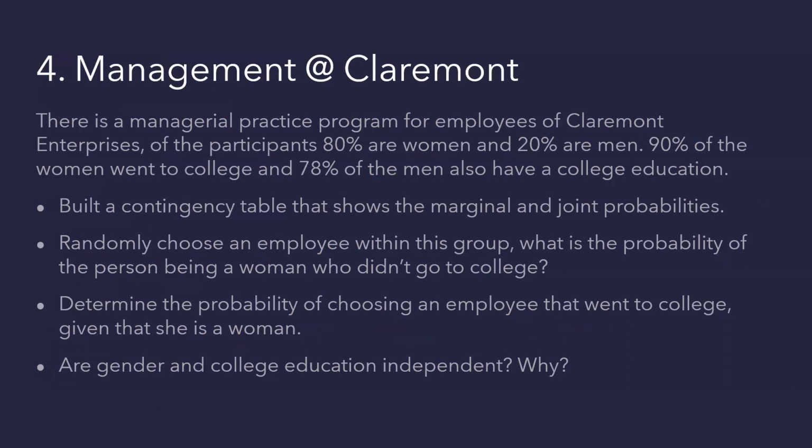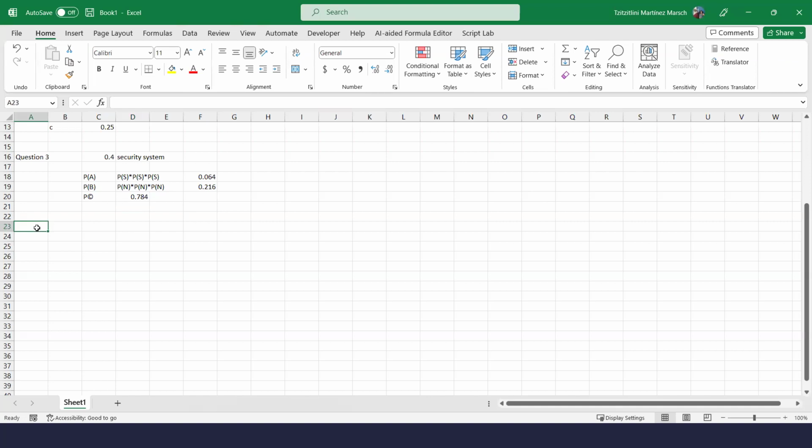Now here's another one. Question 4. There's a managerial practice program for the employees of Claremont Enterprise. 80% of them are women, 20% are men. 90% of the women went to college, and 78% of the men went to college. That means the other percent didn't go. So the first thing it says, build a contingency table that shows the marginal and joint probabilities. So this is what we're going to do.